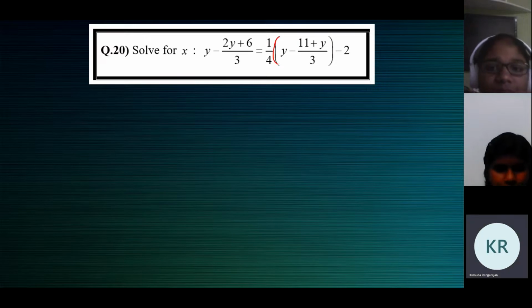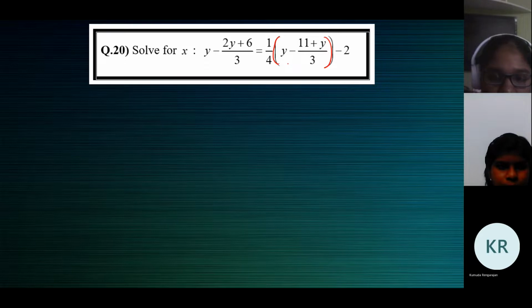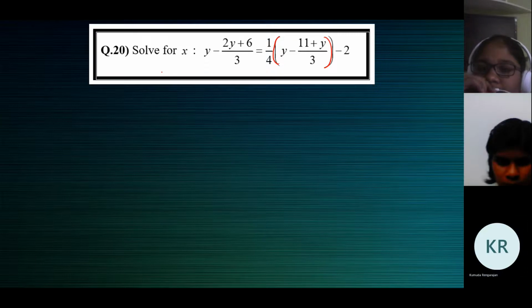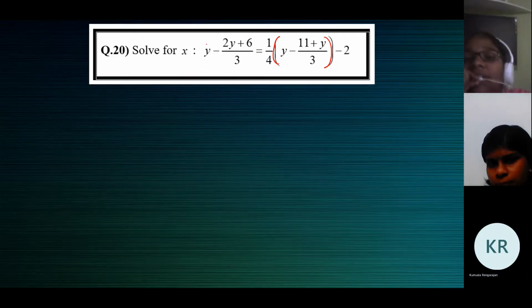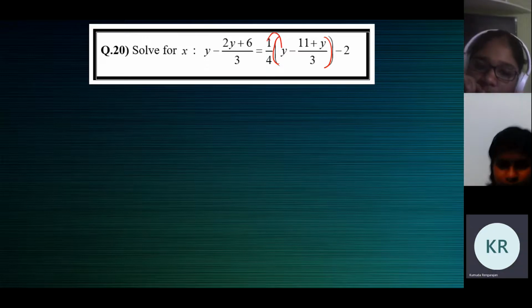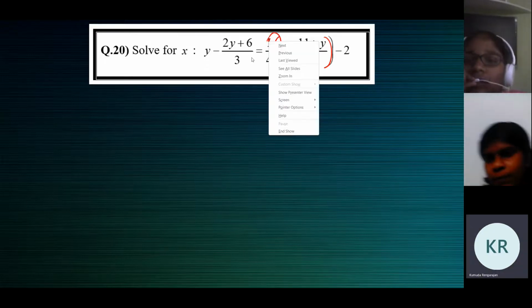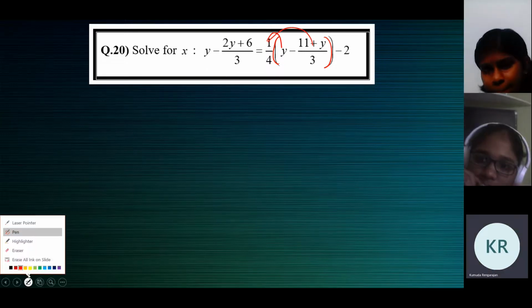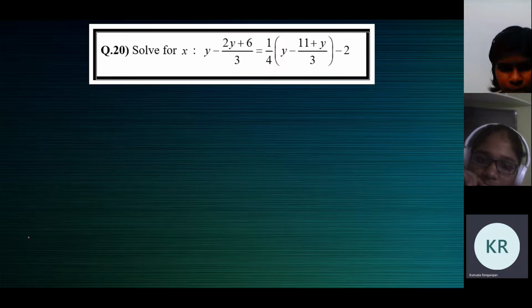Okay, so in this one, in the bracket, how many terms do we have? 2 terms, ma'am. Yeah, what will you do with 1 by 4? Ma'am, we should multiply it. Multiply y, ma'am. Y. And then again multiply 1 by 4 with? 11 plus y by 3. Okay, this one you both will tell me the answer. Tell me.